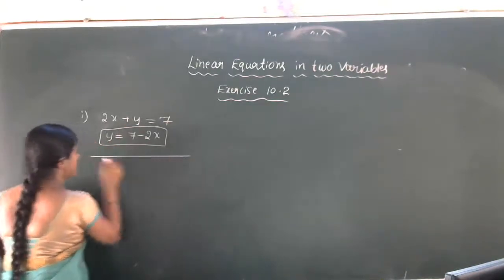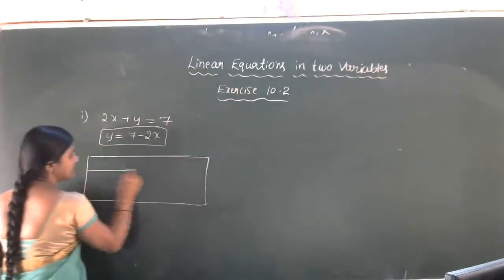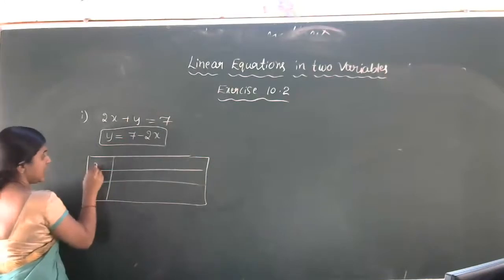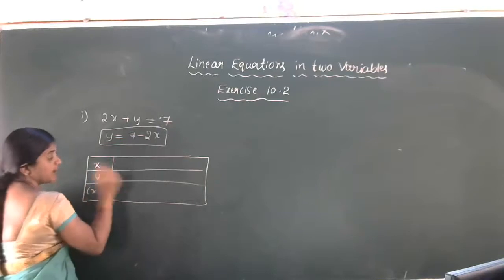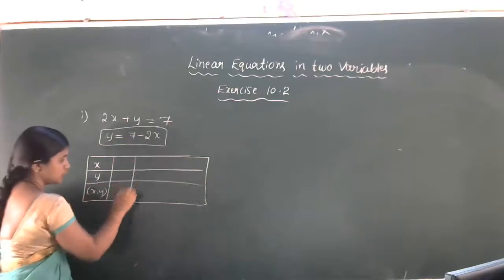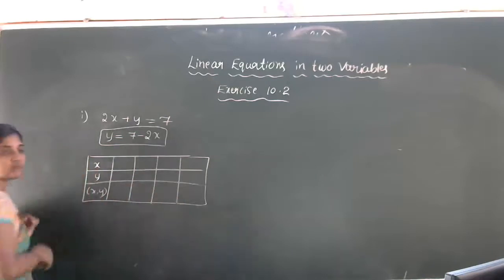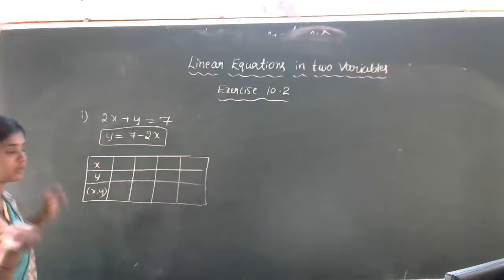Now what we have to do? We have to prepare a table like this. It is very easy and a very good method to write the solutions. x first, y, then together the solution x comma y. Here they have asked for 4 solutions, no? So 1, 2, 3, 4, 4 columns we have to make here.